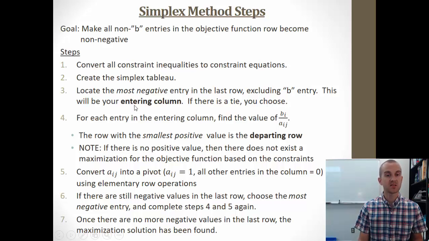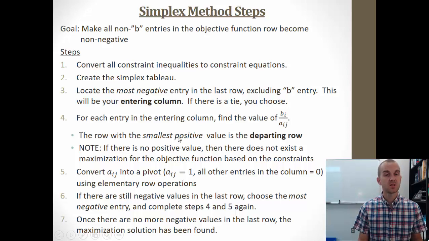That most negative entry is our entering column. If there's more than one, you get to choose if they're equal to each other. Now what we're going to do is look up and down that column, and for each entry in the column, we're going to take its corresponding b value and divide by that entry.